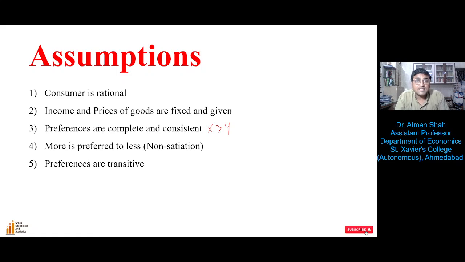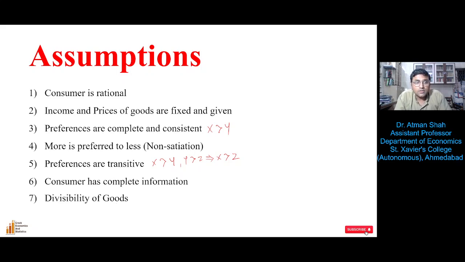Fifth, preferences are transitive. That means if X is preferred to Y, and Y is preferred to Z, it implies that X is preferred to Z. Sixth, the consumer has complete information about the market, about the two commodities, everything. Everything is known to the consumer. And last, divisibility of goods. That means any quantity of the commodity can be purchased. The consumer can purchase any quantity of goods, so in that sense, goods are divisible.